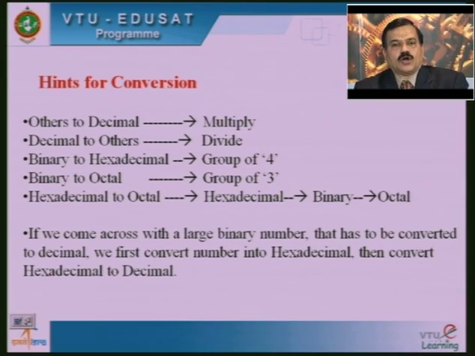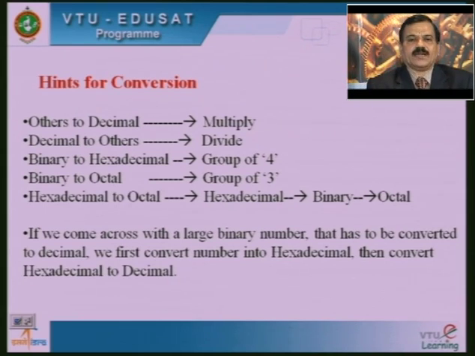And if the question is hexadecimal to octal, then first the hexadecimal number is converted into binary, and after that the binary to octal conversion procedure must be followed. Sometimes we come across a large binary number that has to be converted into decimal. For that, we usually first convert the binary number into hexadecimal, and then convert the hexadecimal number into decimal.